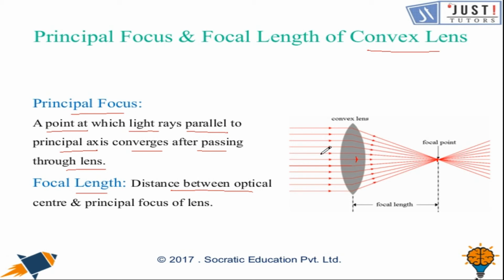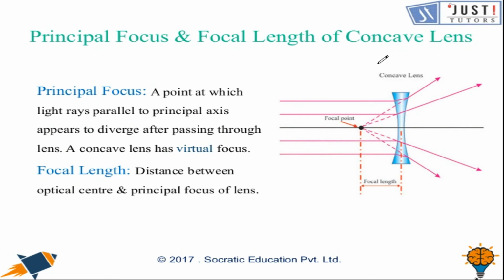As this is a lens and light can enter from both sides, we can also have a principal focus at this end on the same distance. The focal length from here to here will also be equal to here. For a concave lens, principal focus is a point at which light rays parallel to the principal axis appear to diverge after passing through the lens, and we can say that a concave lens has a virtual focus. As you can see in this picture, focal length is the distance between the optical center and the principal focus of the lens.